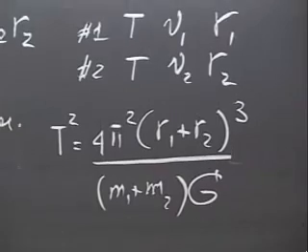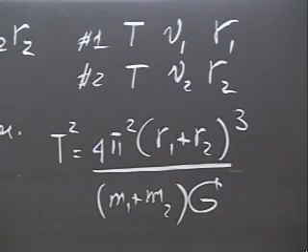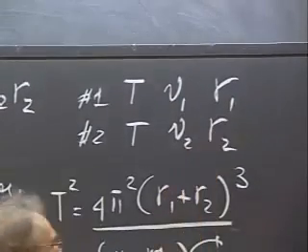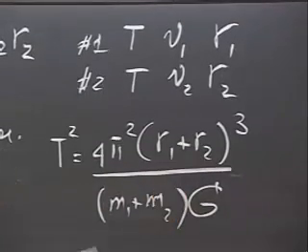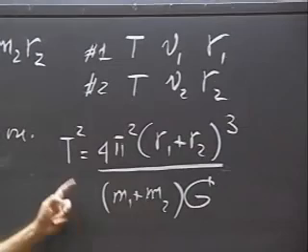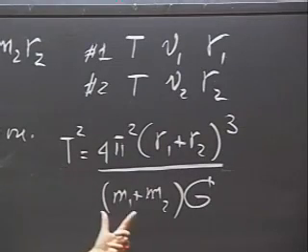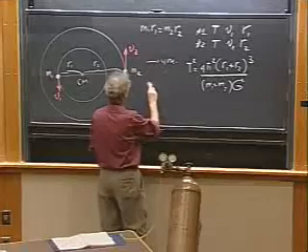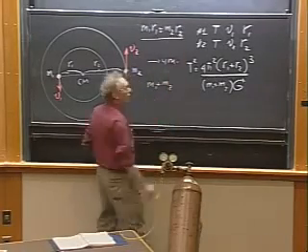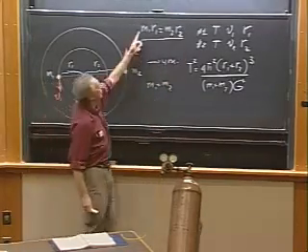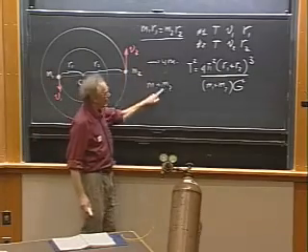Now look. You know R1 and you know R2 from your Doppler shift measurements, so you know this. You know the period from your Doppler shift measurements, so you know this. So what you don't know is M1 plus M2. But you know that M1 R1 is M2 R2, and so you have two equations with two unknowns, and you find M1 and M2.